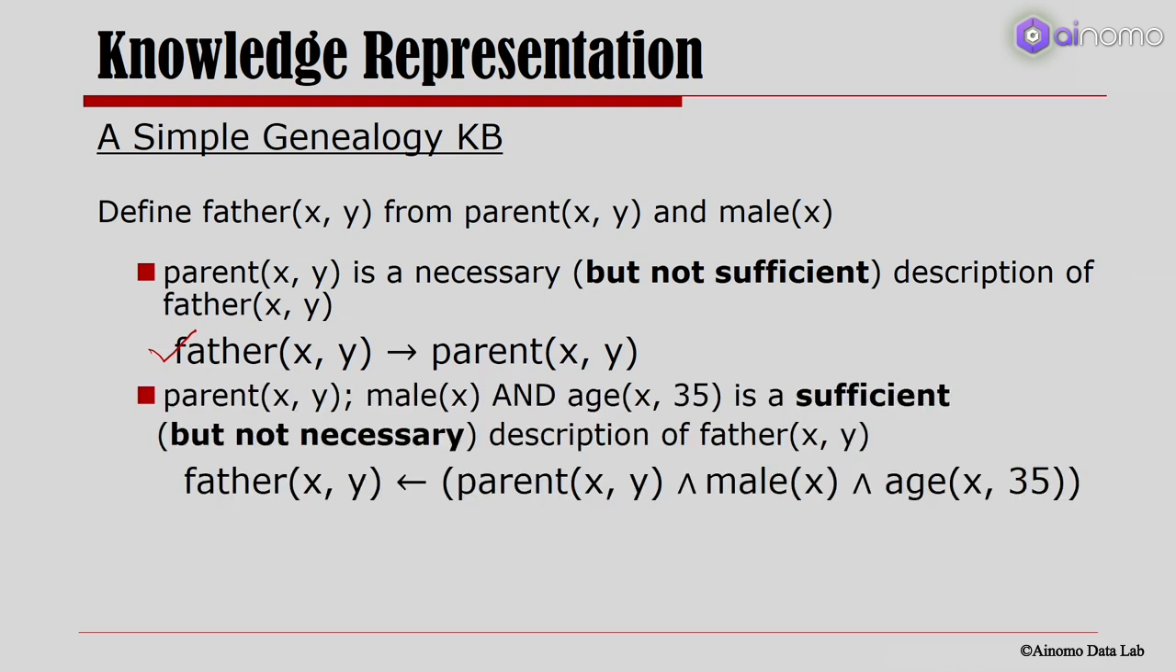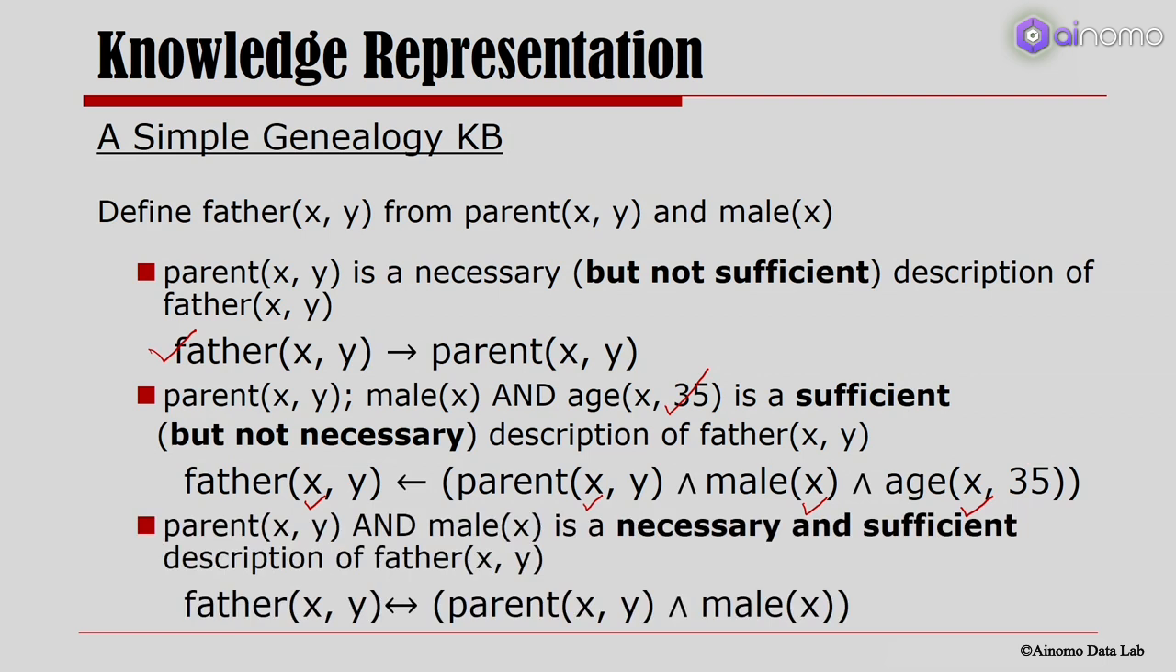Parent(x, y), male, and if we put a third condition that the age must be greater than 35, is a sufficient condition but not necessary description of the father predicate. So, somebody who is a parent and a male and is above 35 years of age is a father, but this does not work the other way. However, for any x which is a father of y, it need not be the case that x should be greater than 35. So, when we are looking at the definition of father, parent and male is a necessary and sufficient description of father.